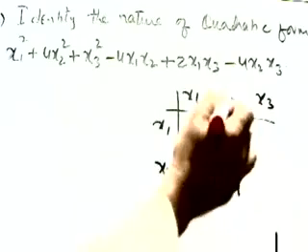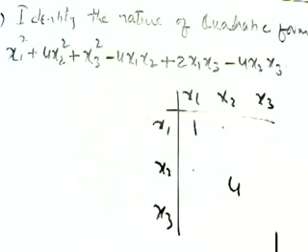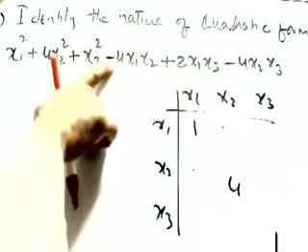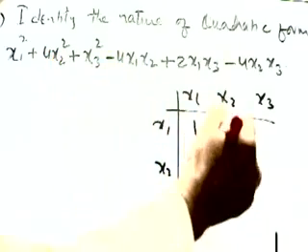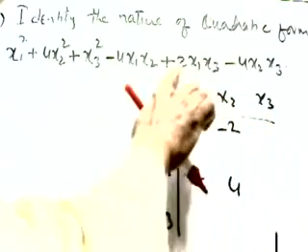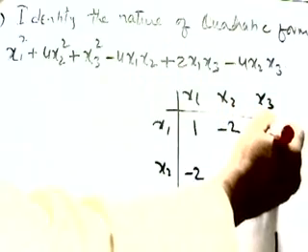Now see here, here is x1, x2. Here we have to write the x1, x2 coefficient reduced by half. x1, x2 is -4. Reduce this to half. -4 half is -2. So -2, -2. Here x1, x3. x1, x3 is 2.